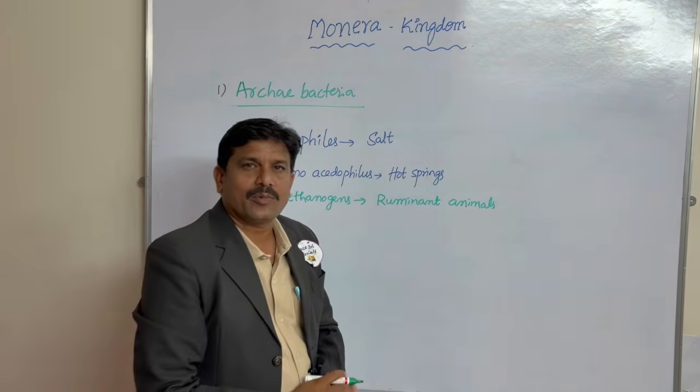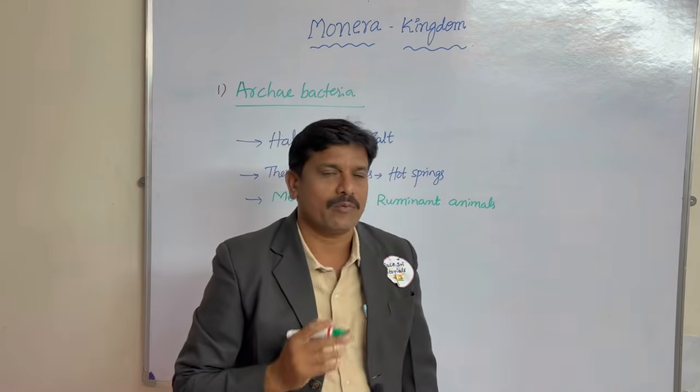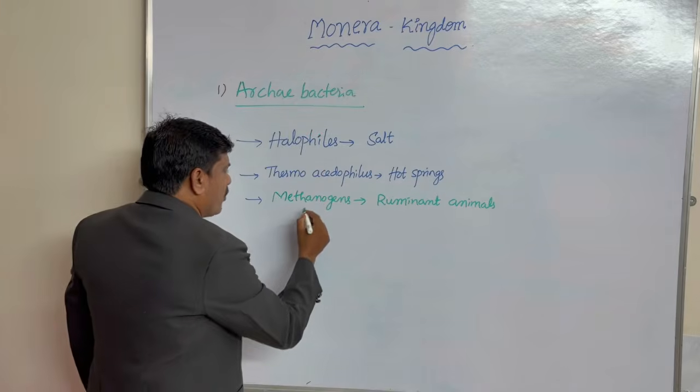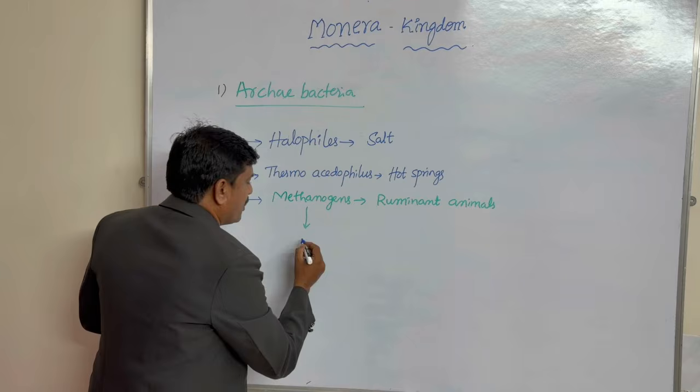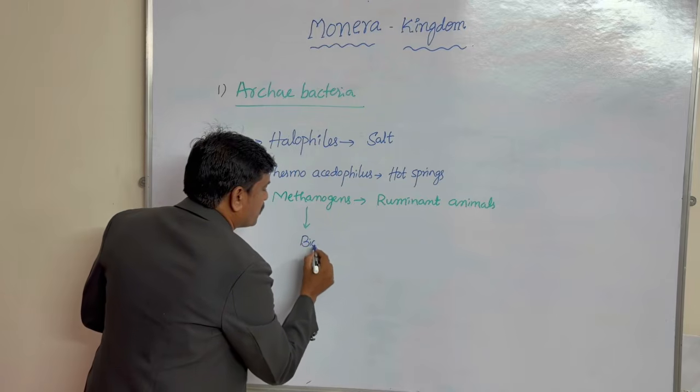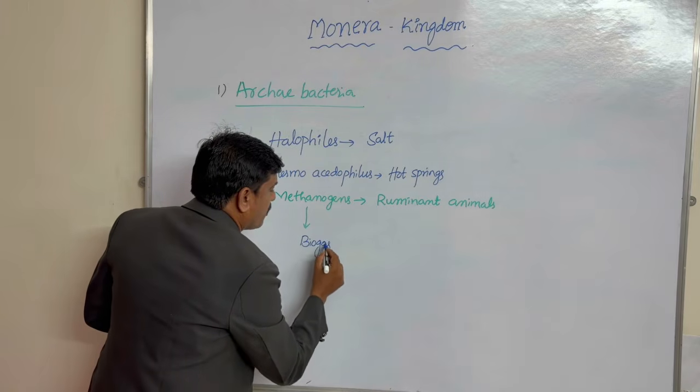The best examples are cow and buffaloes. What is the use of these methanogens, sir? They are mainly useful for biogas production. So this direct need-bit will come.